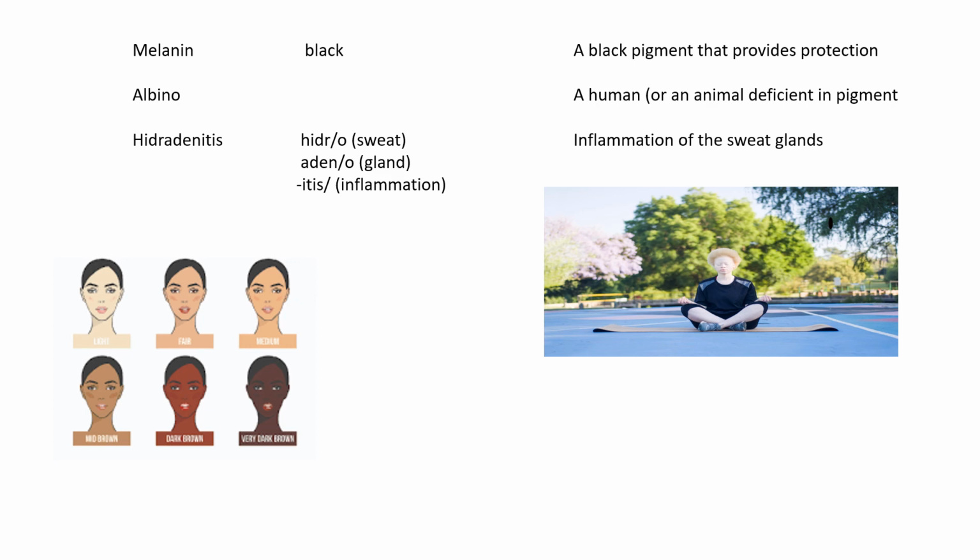Other terms you'll hear related to the skin are words like hidradenitis. Hidro, which is not to be confused with hydro, which is water. Hidro is defined as sweat. Adeno is a gland, and itis, of course, means inflammation. So, the definition of hidradenitis is inflammation of the sweat glands.